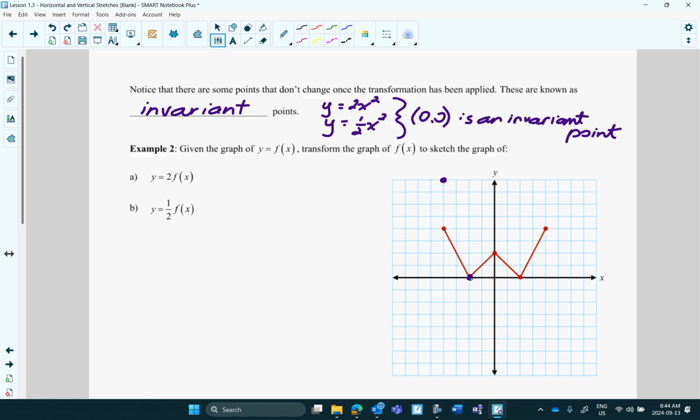Where does this one go? Up to 0, 4. This one stays where it is, and this one up to 8. So we can see here's our new W stretch. So that's 8.